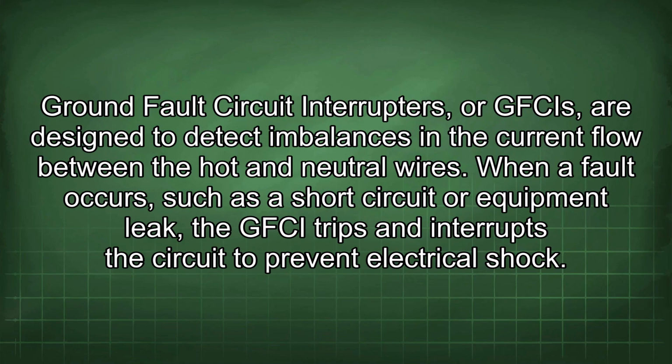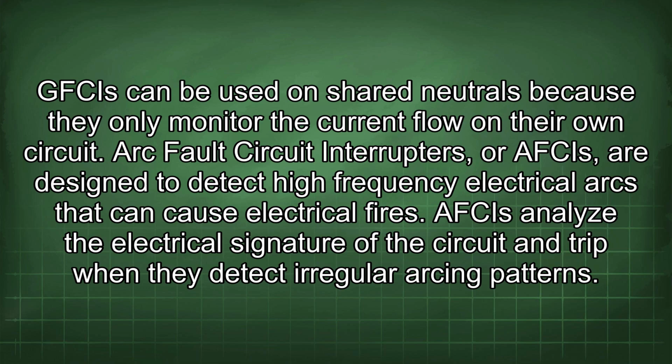Ground fault circuit interrupters, or GFCIs, are designed to detect imbalances in the current flow between the hot and neutral wires. When a fault occurs, such as a short circuit or equipment leak, the GFCI trips and interrupts the circuit to prevent electrical shock. GFCIs can be used on shared neutrals because they only monitor the current flow on their own circuit.